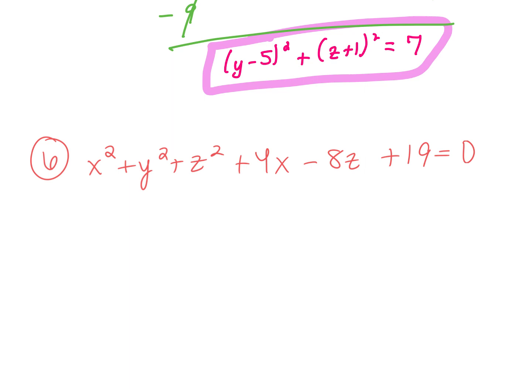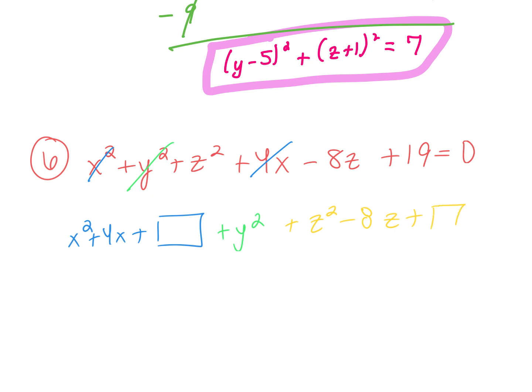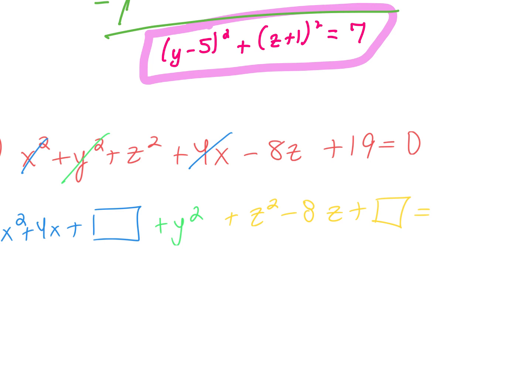I'm going to keep my x's together. So I have x squared, plus 4x, and I'm going to put my box. Everybody with me? Okay, so now I'm going to go with my y. So plus y squared. Is there any other y squared? No. Okay, that's fine. Then I have plus z squared minus 8z plus my box, correct? And then what do I do with 19? I subtract it, it moves to the other side, so it becomes negative 19.